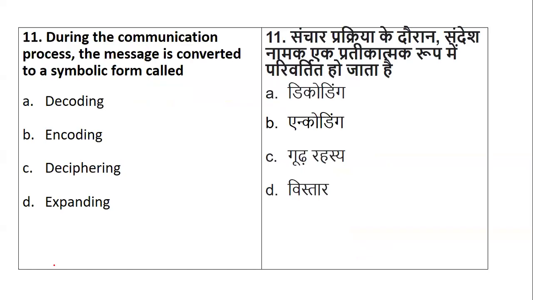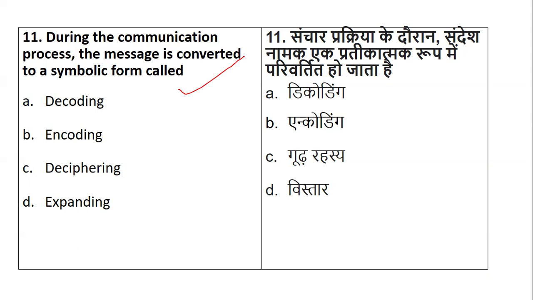Now, here comes our first question for the day. The first question starts with: during the communication process, the message is converted to a symbolic form. It is called as what? Now see, in communication also, we have studied very well. There are certain technological terminologies which are used in communication. So, they are saying that in the communication process or cycle, the message is converted to a symbolic form. That symbolic form is called as what? Either it is decoding, encoding, deciphering, or expanding.